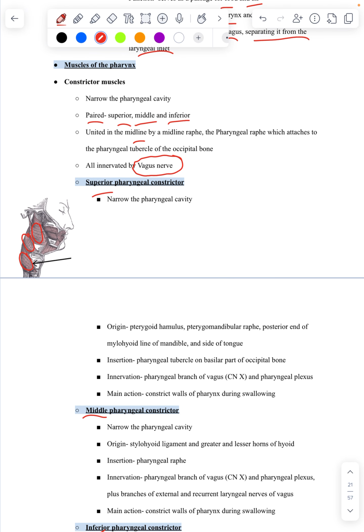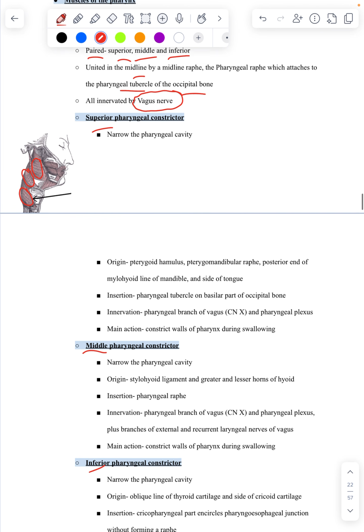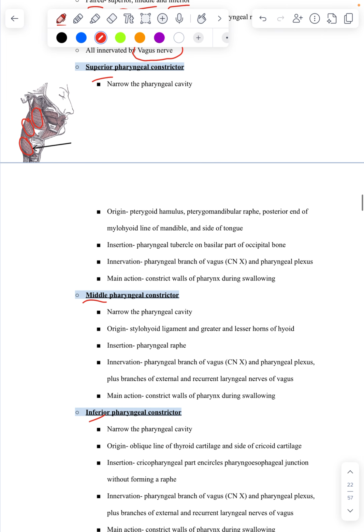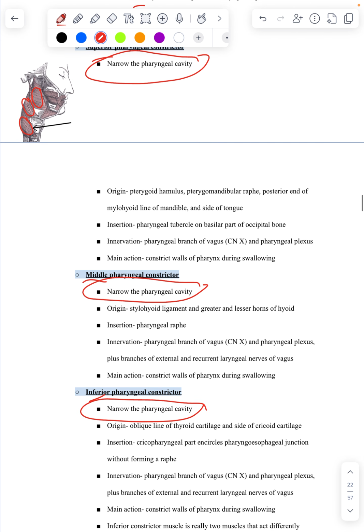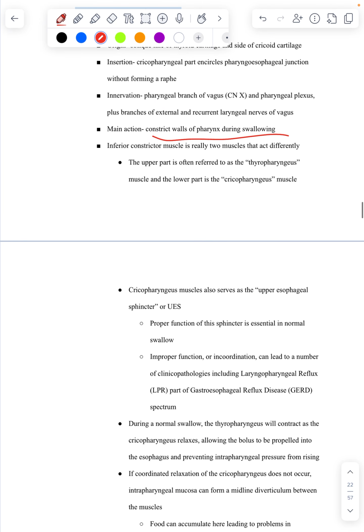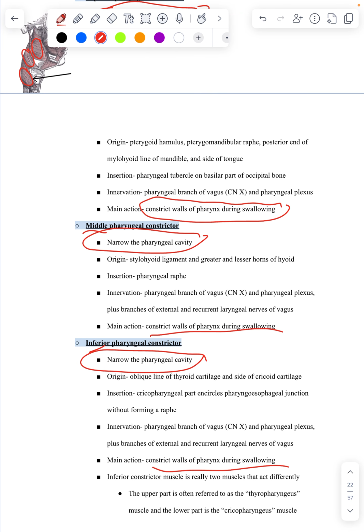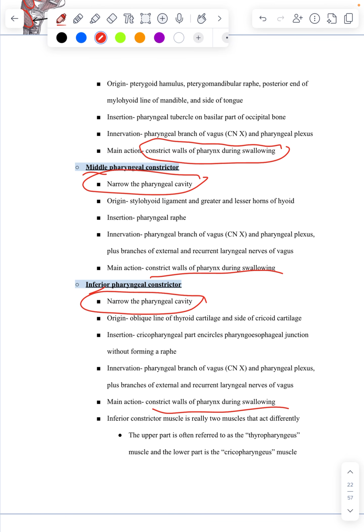They're united in the midline, attached to the midline is the thing attached to the pharyngeal tube, the occipital bone. Now, they're going to narrow the pharyngeal cavity. Their main action is to constrict the walls of the pharynx during swallowing. Their innervation is going to be all by the vagus nerve.